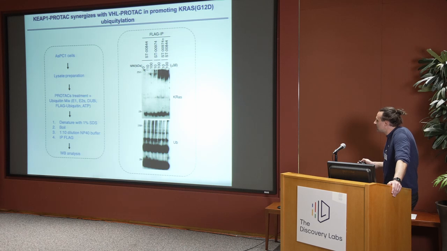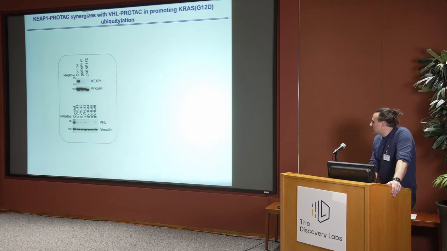So when we treat these lysates with the KEAP1 product at 0, 10, 100 micromolar, nothing really happened. So we don't see any ubiquitination of KRAS. When we treat with the VHL product, we start to see some ubiquitination at 10 micromolar, a little bit stronger at 100 micromolar. However, when we mix these two, the KEAP1 and the VHL, at 10 micromolar, we see a much stronger ubiquitination. So compare this versus this versus this, which suggests that the two products are synergizing in ubiquitinating the target.